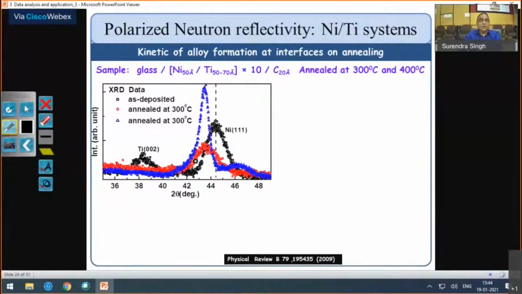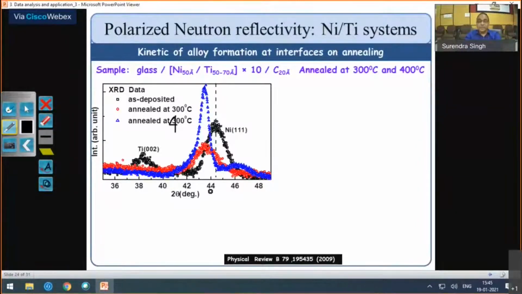Then we did the annealing at 400 degrees. Sorry, this should be 400, not 300. And we got a nice peak around here. This is neither the nickel peak nor the titanium peak; it is some additional peak we have got. It was not matching with any alloy of nickel titanium because there is overlap of too many alloys around this scattering angle, so we were not sure which alloy had formed.